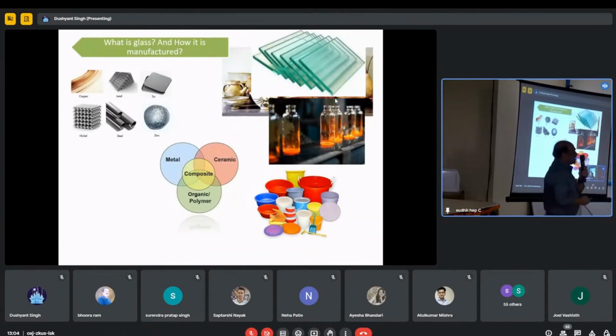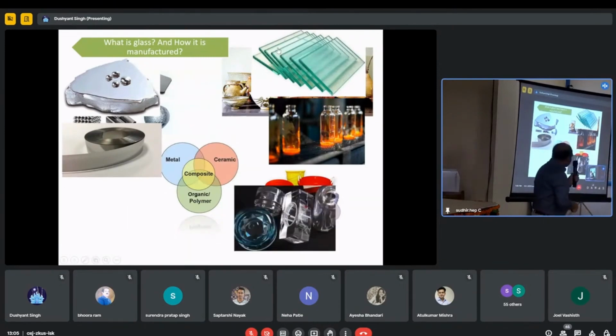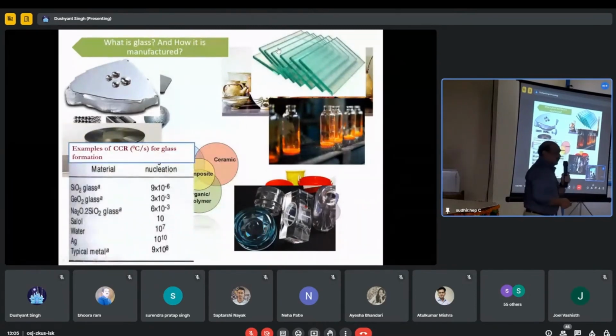But we also know that metallic glasses are possible, right? Bulk metallic glasses are also possible, and polymeric glasses are also possible. The take home message is that you can convert any material into glass. If you can melt it, and if you can cool it faster than its rate of crystallization, you can convert any material into glass. It is not confined to metals, ceramics, or polymers. Any material you can convert to glass and you can get some unusual properties.